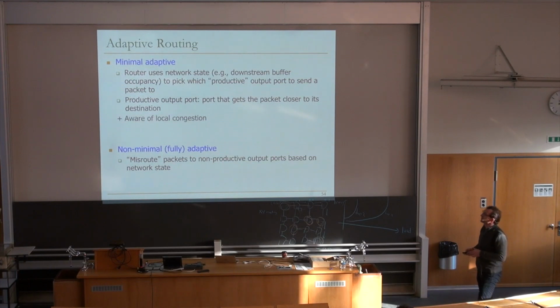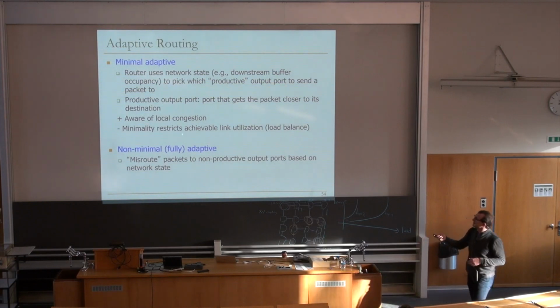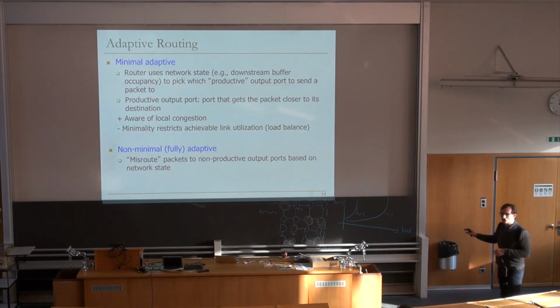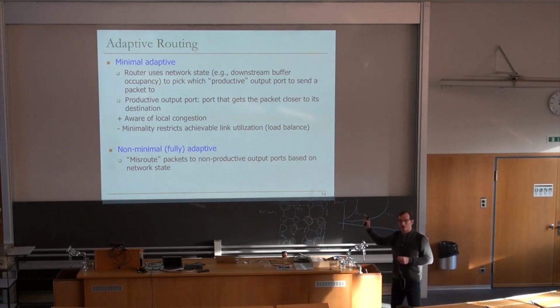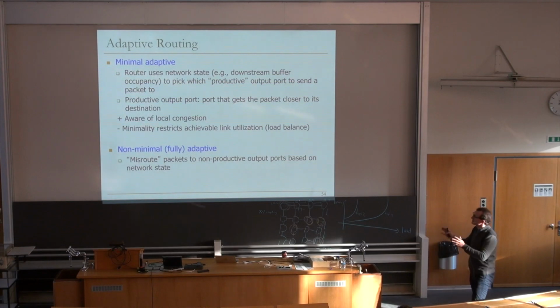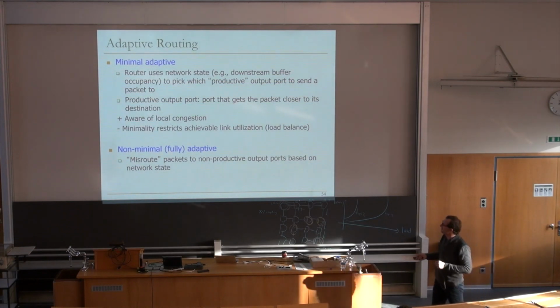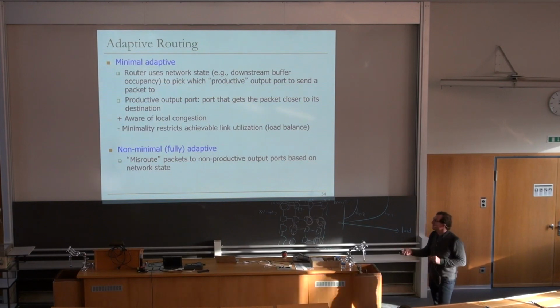So the upside of minimal adaptive is it's aware of local congestion. But if you're minimal, it restricts available link utilization, meaning load balance. So this is not as good as oblivious in that case. Oblivious actually, well, it depends actually. Oblivious doesn't adapt to the network state, right? So people therefore develop non-minimal algorithms also.